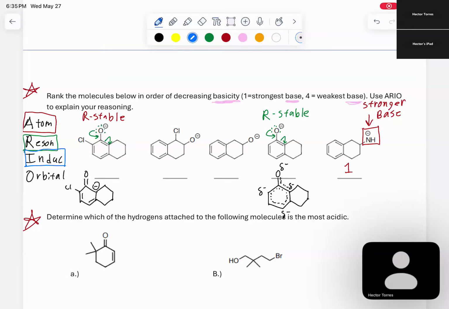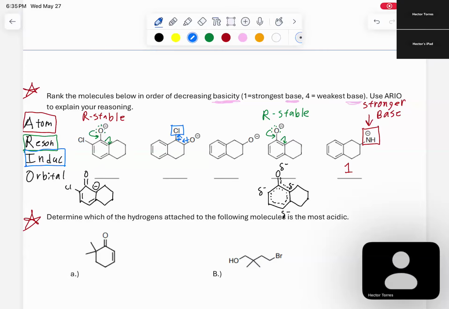For induction, this one has to do with dipoles. On here we see that we have a chlorine. Chlorine is a very electronegative atom, so it can pull in a partial negative charge through a dipole, and thus pull it from the O negative. So it'll help to stabilize that negative charge by inducting the electrons, making it a little bit less electron density on the O negative, thus helping to stabilize it.